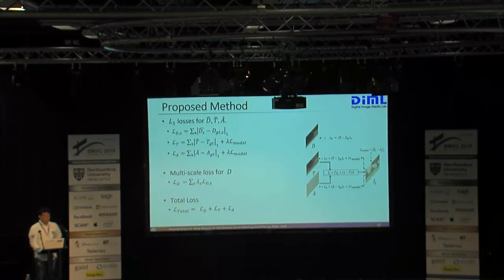To optimize the whole network, we use L1 losses for disparity, transmission, and airlight. For transmission and airlight, we add hazy image model loss for interaction between those two networks. And for the disparity, we adopt multi-scale loss and weight scheduling. Total loss is the summation of all three losses and optimized with a single solver.